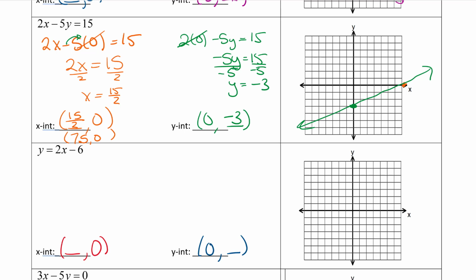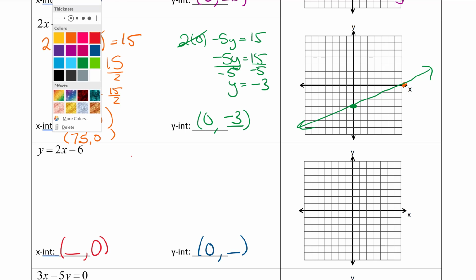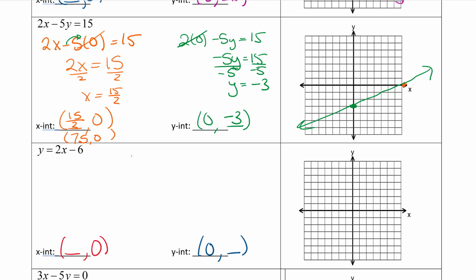So on the first part, I have y equals 2x minus 6. But I'm going to take out the y and replace y with 0. So I have to add 6 to both sides, which leaves me with 2x equals 6. Then divide both sides by 2. X equals 3. So I plug that in my ordered pair, 3, 0, and I can graph that over here.